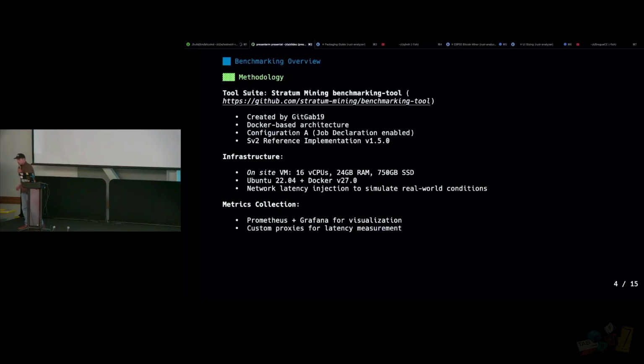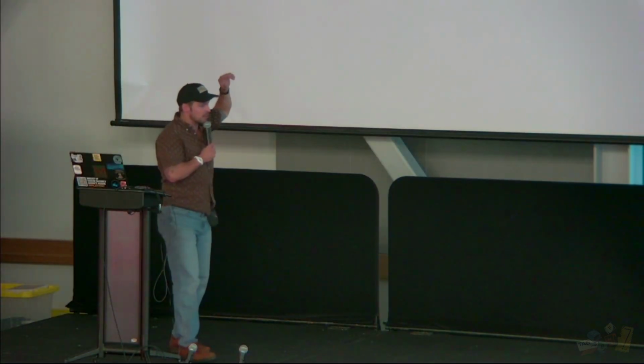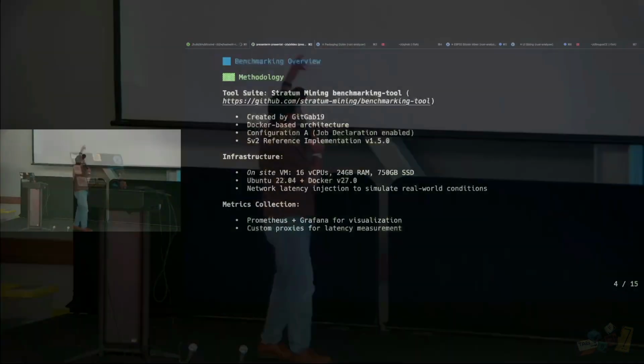So what do we do for this benchmarking? GitGab19, a great dev on the Stratum V2 reference implementation, wrote this benchmarking tool.